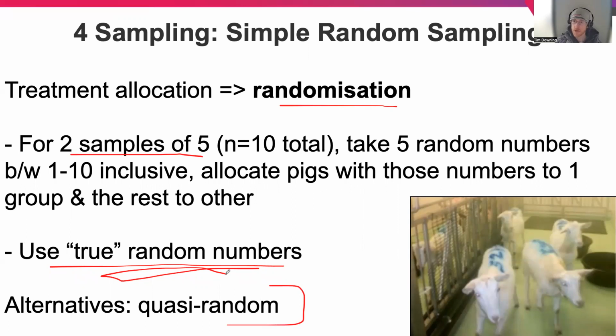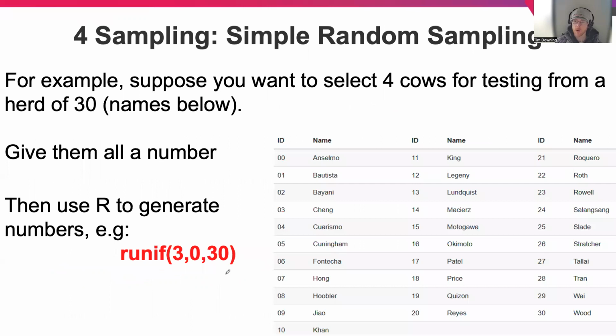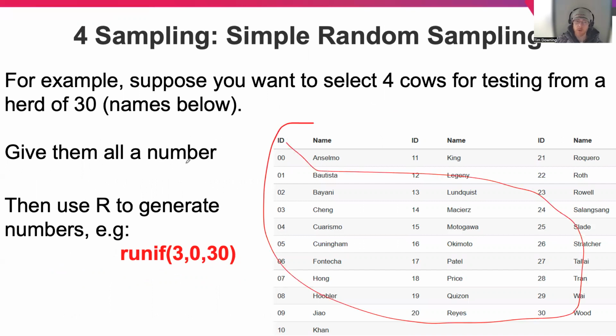So for instance, say you want to select 4 cows for testing from a herd of 30, and they have their names here. You might give them all a number and use R to generate numbers in this fashion, where they're using a runif function, which will generate 3 or 4 numbers, depending on what number you give it here, and they'll be between values of 0 and 30. So that's one simple way to generate random numbers.